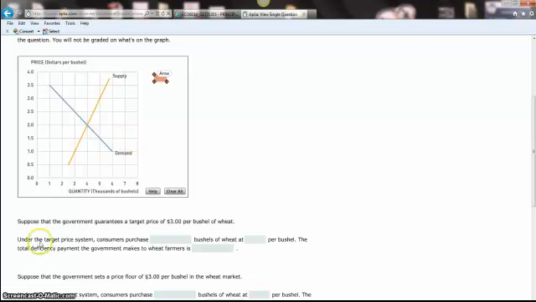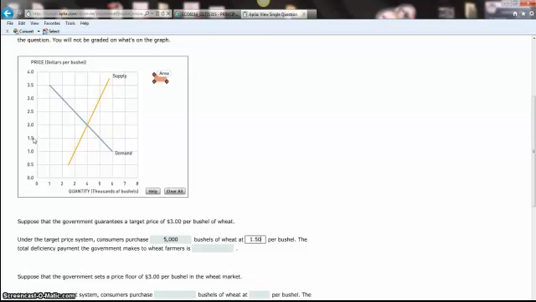So if you go down here, it says under the price target system, consumers purchase, and we're going to put in 5,000 bushels, at a price of $1.50 per bushel. That comes from the idea that we start here at $3. The sellers would be willing and able to sell 5,000 bushels, but if the demanders were going to buy 5,000 bushels, then they would only be willing to pay $1.50 for each one of those bushels.